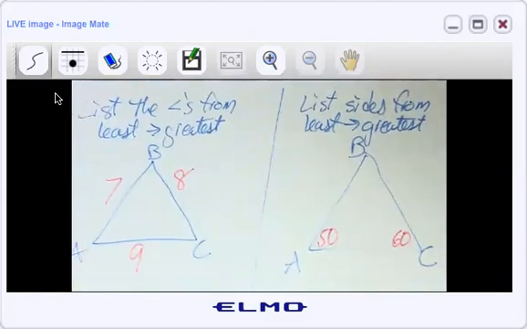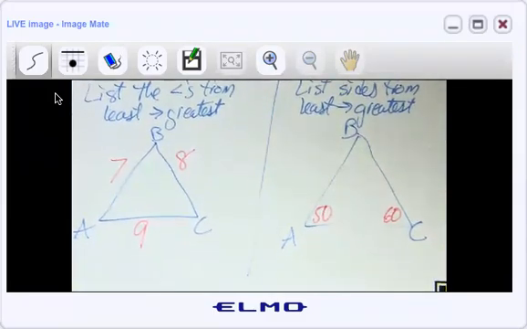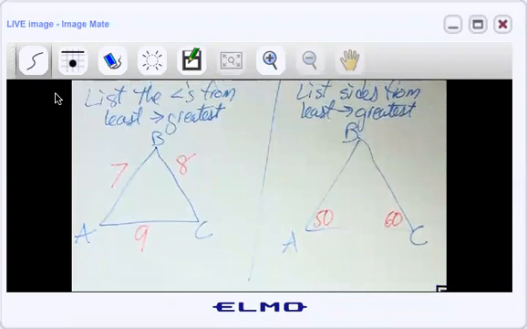Okay, here are your two triangles. I want you to do these out. So the first one, you're finding the angles from least to greatest, and the second one, you're doing the sides. So take a minute, everybody. Get your answer for both of these. I may be calling on you at random in just a second. If you want to send me your answer, feel free to do that.